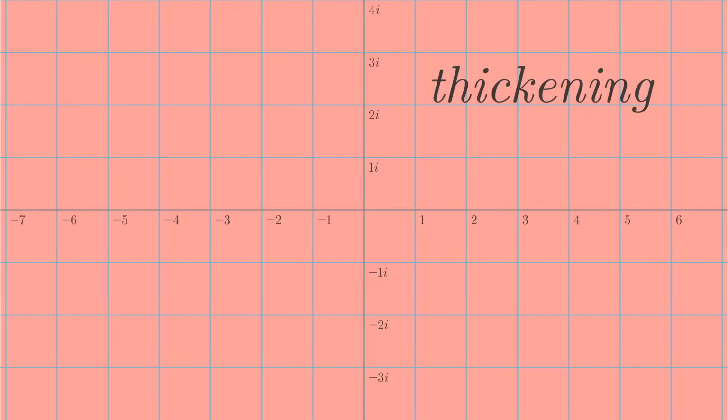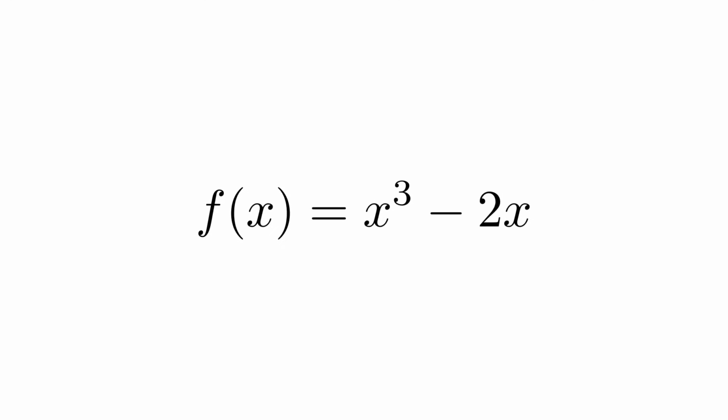The key observation that drives this process is that if the function I start with is a polynomial, then I can extend it to the complex numbers just using the regular operations of addition and multiplication of complex numbers. For example, if I start with the function f of x is x cubed minus 2x, then evaluating f at a complex number is essentially free.